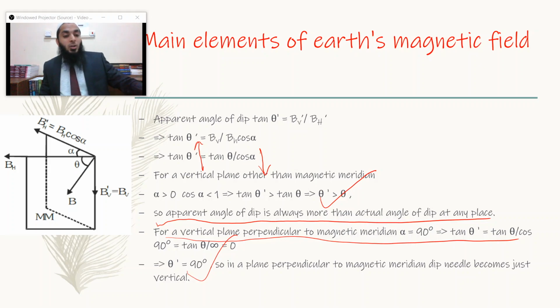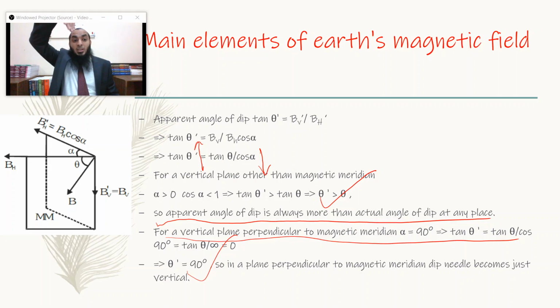So earlier I asked you a question. The dip circle is oriented in some random way. How will you understand whether the angle that it is showing is the apparent angle of dip or the true angle of dip? So how do you measure the true angle of dip? Initially, the dip circle will be rotated in such a way that you get the angle of dip as 90. That means the magnetic needle points vertically in that plane.